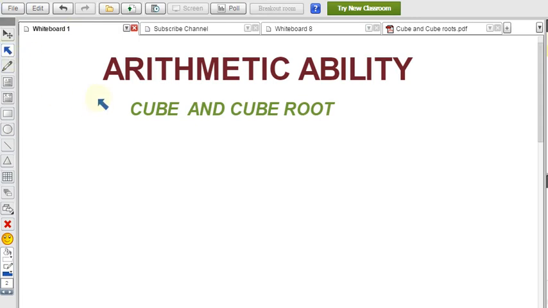Hi friends, in arithmetic ability, now this topic is cube and cube root.